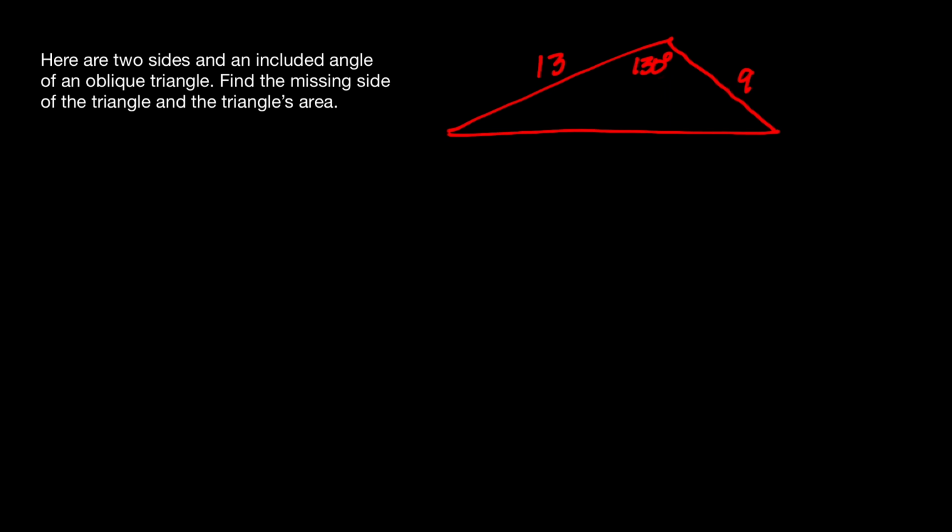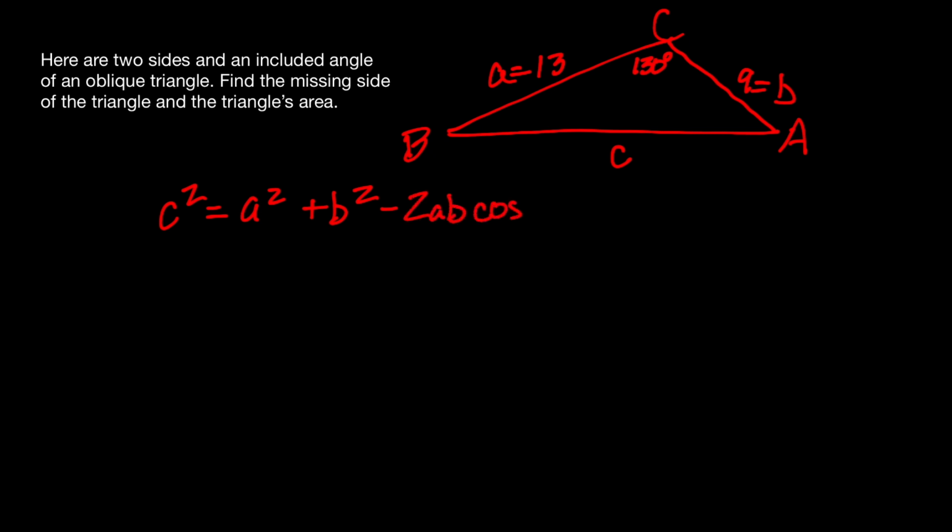We have SAS, which means I'm going to have to do the law of cosines. So if this is C, this is A, say this is B, that makes this A, B, and C. So we would say that C squared equals A squared plus B squared minus 2AB times the cosine of C. So c squared is going to be a squared, which is 13 squared, plus b squared, which is 9 squared, minus 2 times a times b times the cosine of 130 degrees.